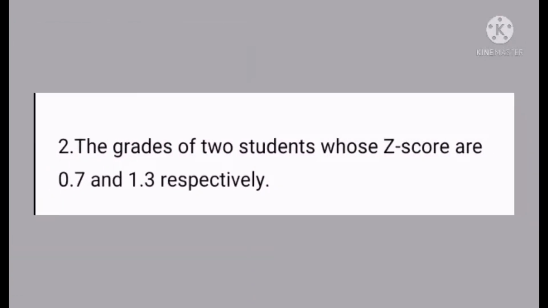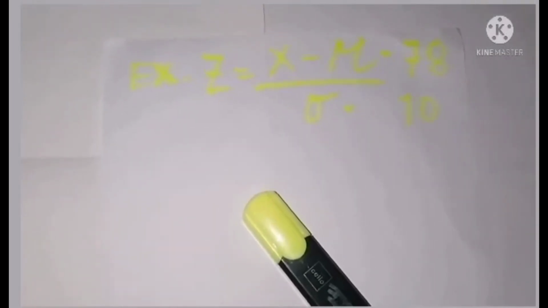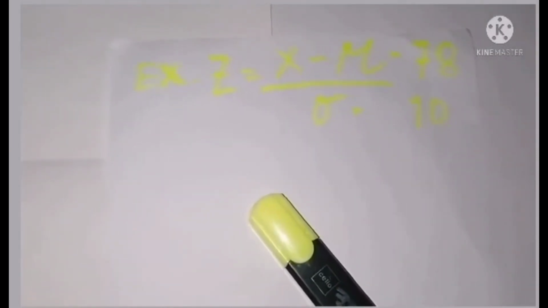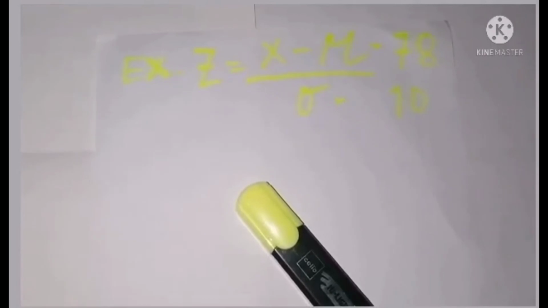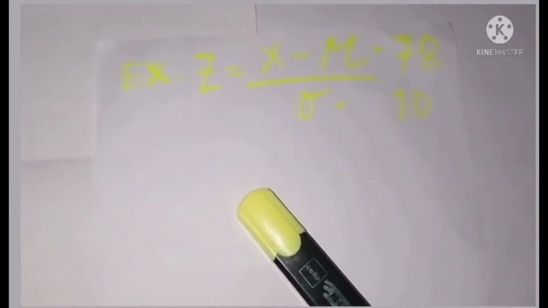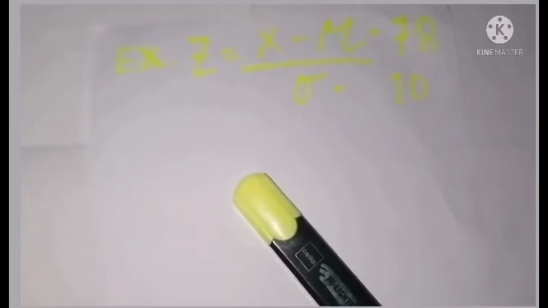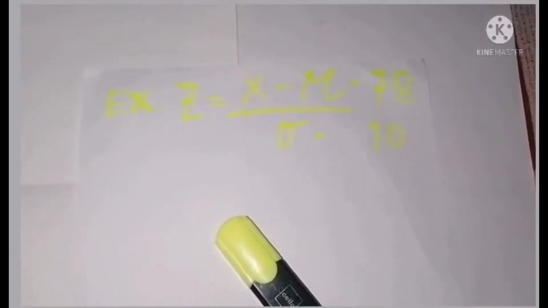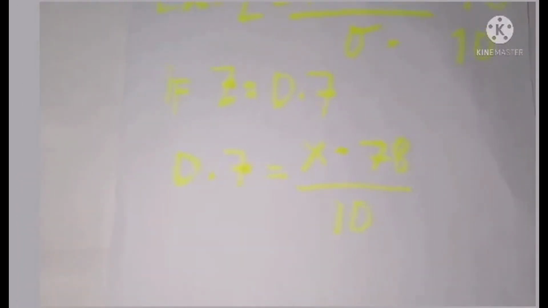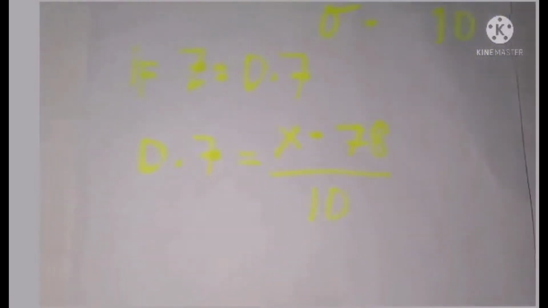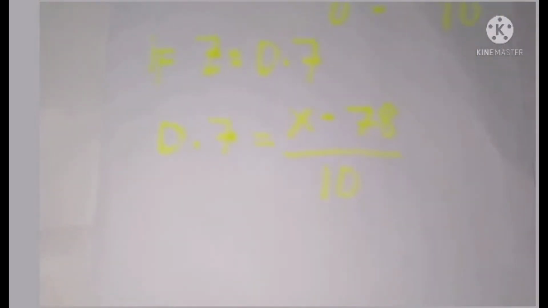And sa pangalawang example naman natin, sa number 2 example natin is kabaliktaran naman nung number 1 example. Kung yung first is hinanap natin yung Z-score ng student, ito naman is hahanapin natin yung score nila or yung X. So, same pa din naman yung formula, ganyan pa din. Yung mean is 78 and yung sigma is 10 pa rin. So, example, if Z is equals to 0.7, then 0.7 equals to X, yung hinahanap natin, minus the mean, 78, all over the 10.